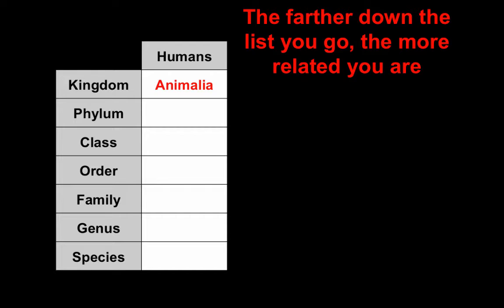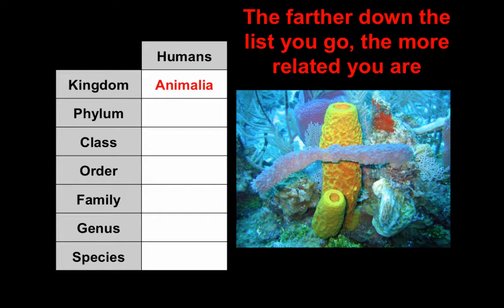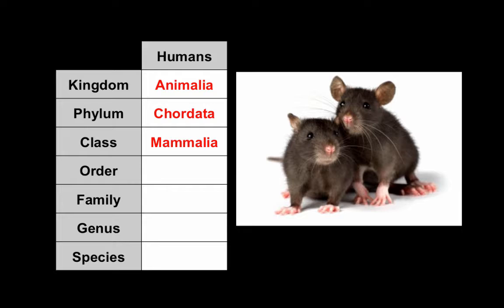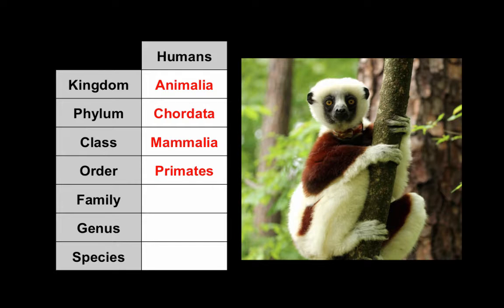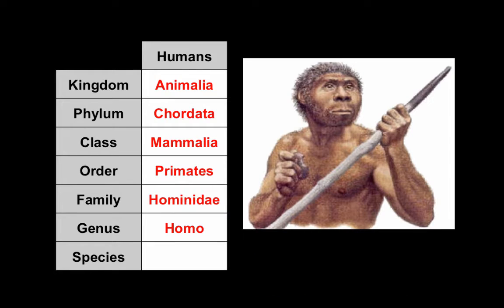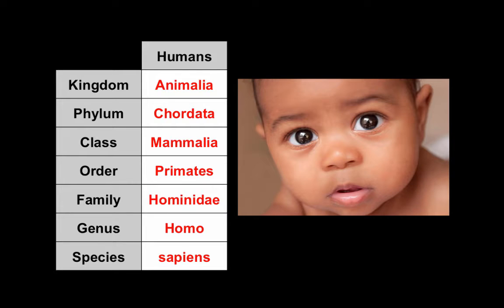So let's look at kind of how this works. So we're going to look at the classifications of humans and see how, as we go down the list, we get more and more related. So we're in the kingdom Animalia, but so are sponges. So we're obviously not very related to those. Okay, we're getting a little bit closer. We're mammals, just like rats. We're primates, kind of like this lemur. We're in the family Hominidae, like this orangutan. We're in the genus Homo, similar to Homo erectus. So we're starting to see a much more similar structure. And then finally, we're in the species sapiens. So as we went down that list, there were fewer and fewer species, and they were more and more related.